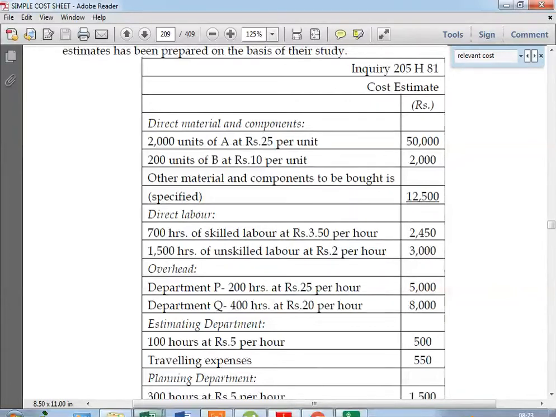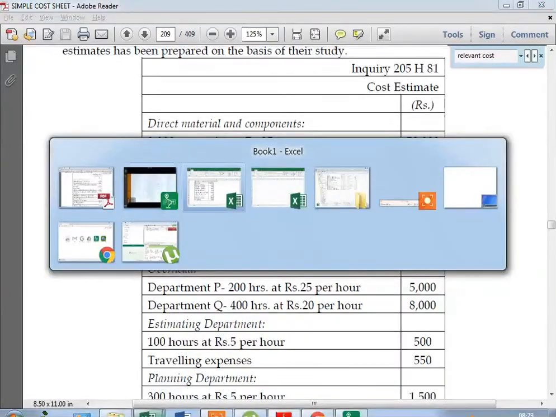Clear? Working note 1, relevant cost statement of enquiry 205.